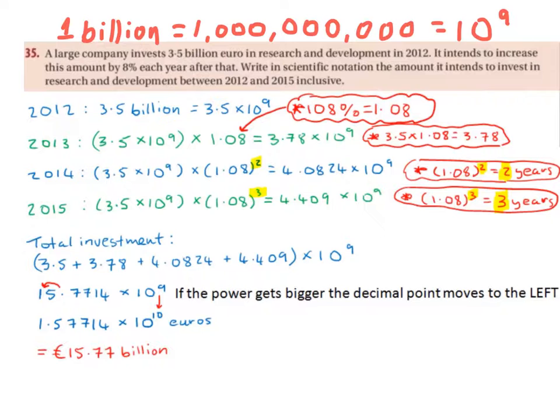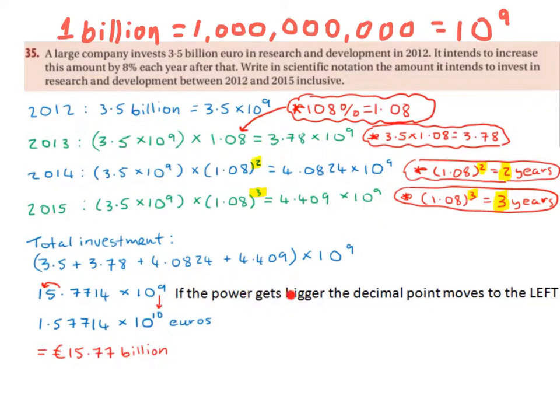The 3.5 plus the 3.78 plus the 4.0824 plus the 4.409. We add those together, and that's still times 10 to the power of 9, because 10 to the power of 9 was the common power of the 4 numbers. So we add these together and we get 15.7714 times 10 to the power of 9. Now this is not in scientific notation, because for this to be scientific notation, this number, which is usually represented by an A, has to be greater or equal to 1 but less than 10. And at the moment it's 15.7714, which is greater than 10.